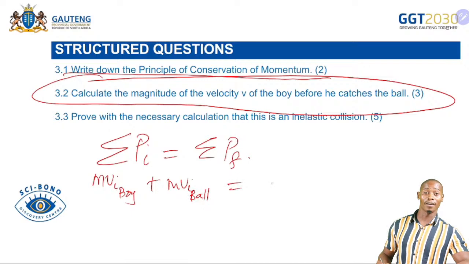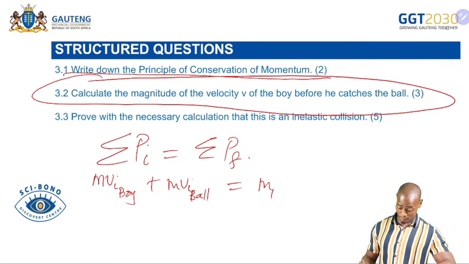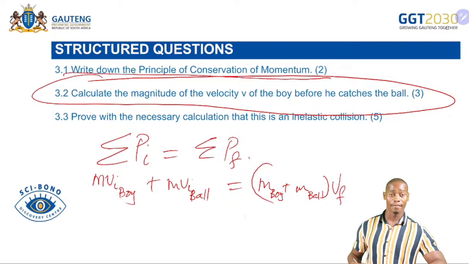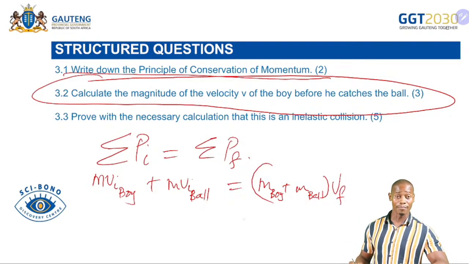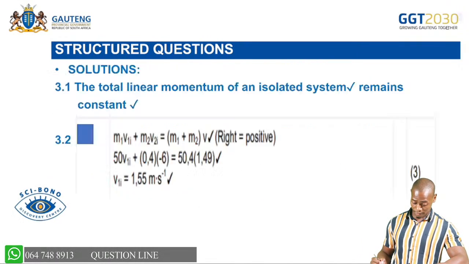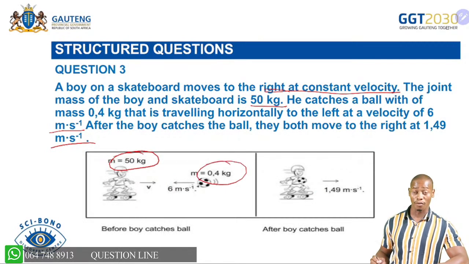Equals to, remember, after collision, they are moving as one. So the boy catches the ball. So we are going to combine the masses. So it will be the mass of the boy plus the mass of the ball, and then multiply that by velocity, okay? They will have the same velocity because they're moving as one after collision. So what is the mass of the boy? I think we are also given that. Okay, so the mass of the boy is 50, okay, and then for the ball, it's 0.4, okay?